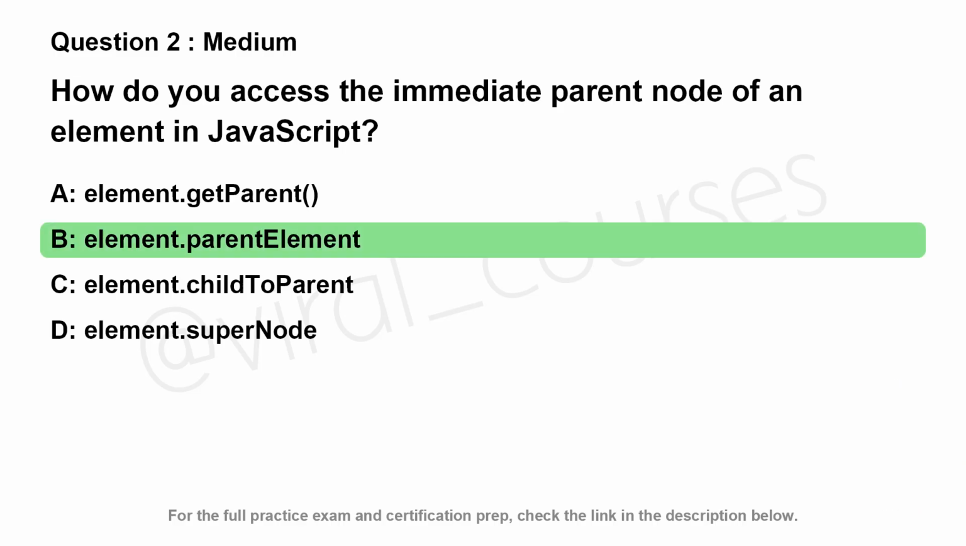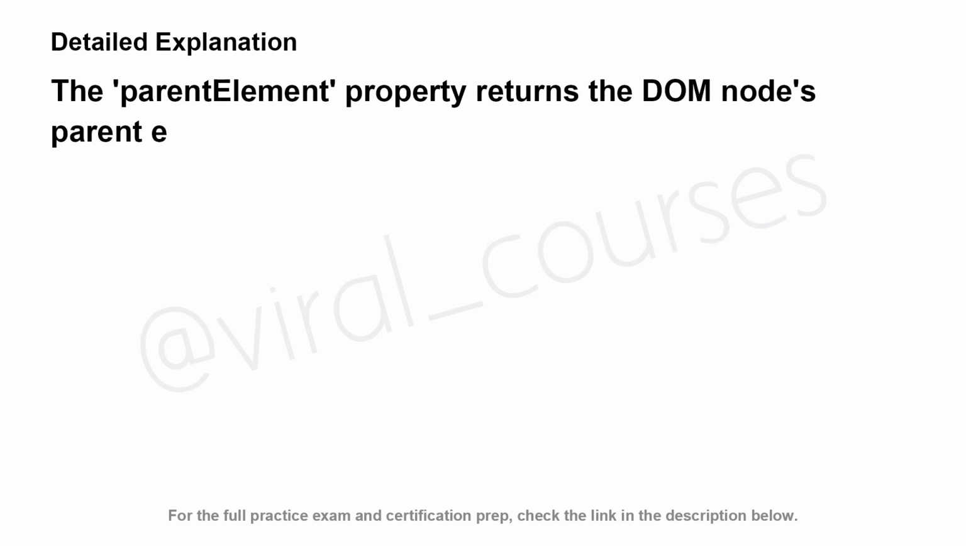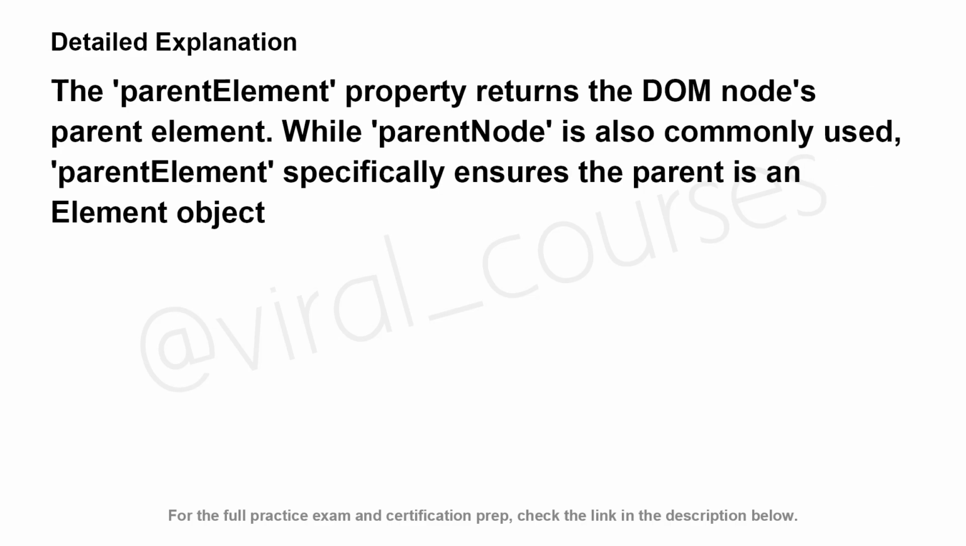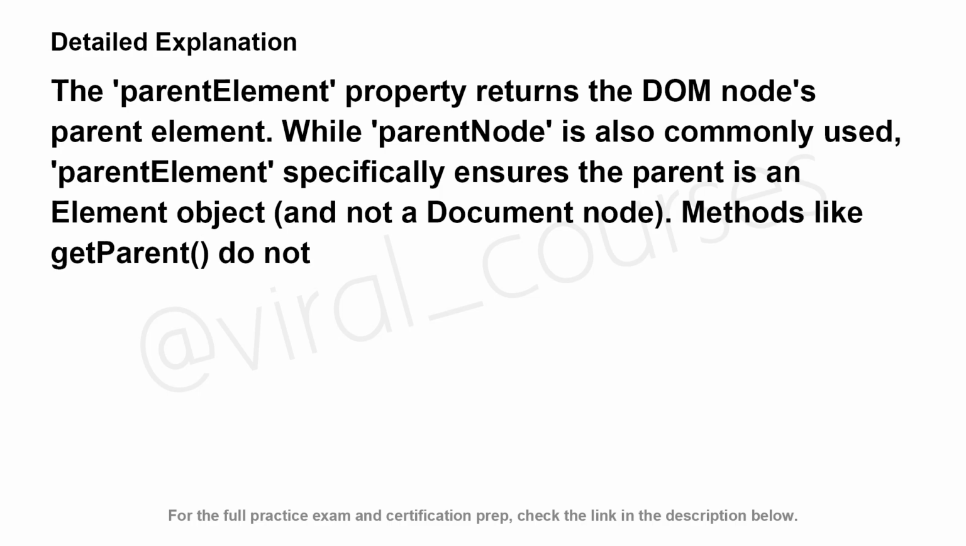The correct answer is B. The parentElement property returns the DOM node's parent element. While parentNode is also commonly used, parentElement specifically ensures the parent is an element object and not a document node. Methods like getParent do not exist in the standard web API.